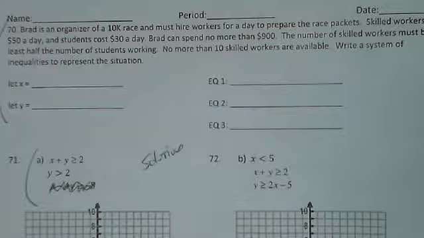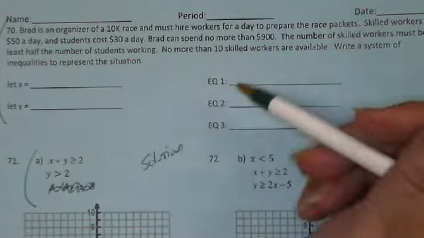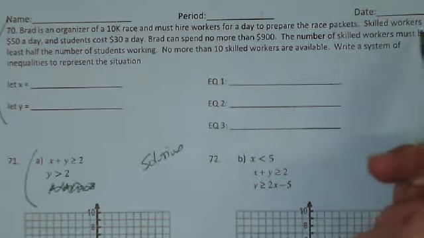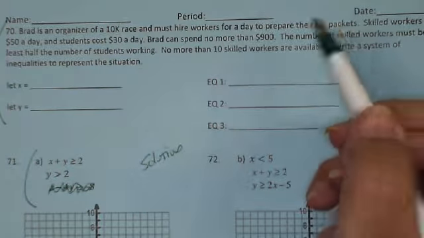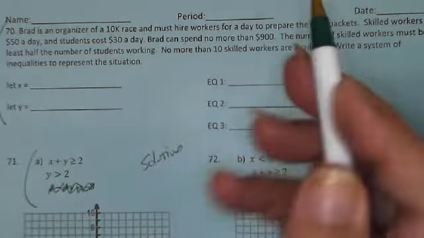I just want to practice making these equations. We'll do the graphing below, but I want to practice making equations. Brad is an organizer of a 10K race, and he must hire workers for the day to prepare the race packet. Skilled workers cost $50 a day, and students cost $30 a day, but he can only spend $900.